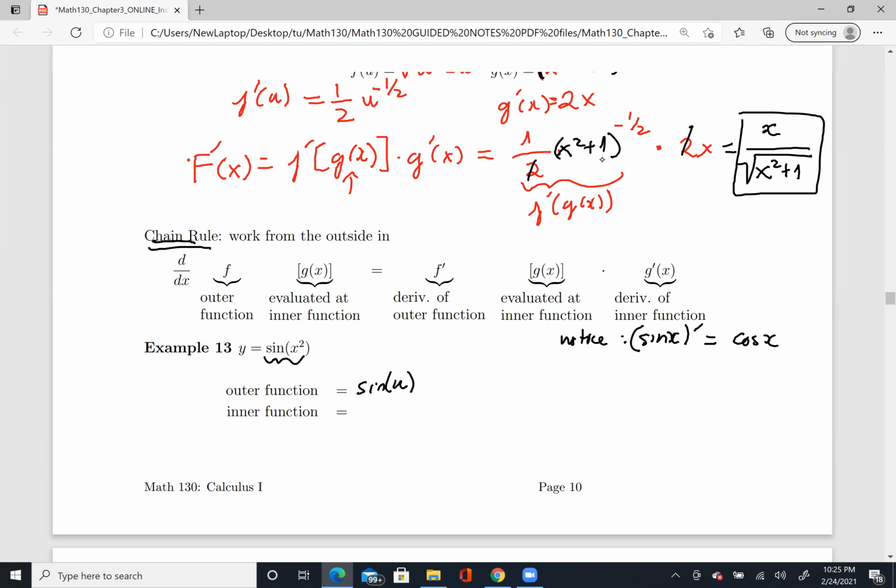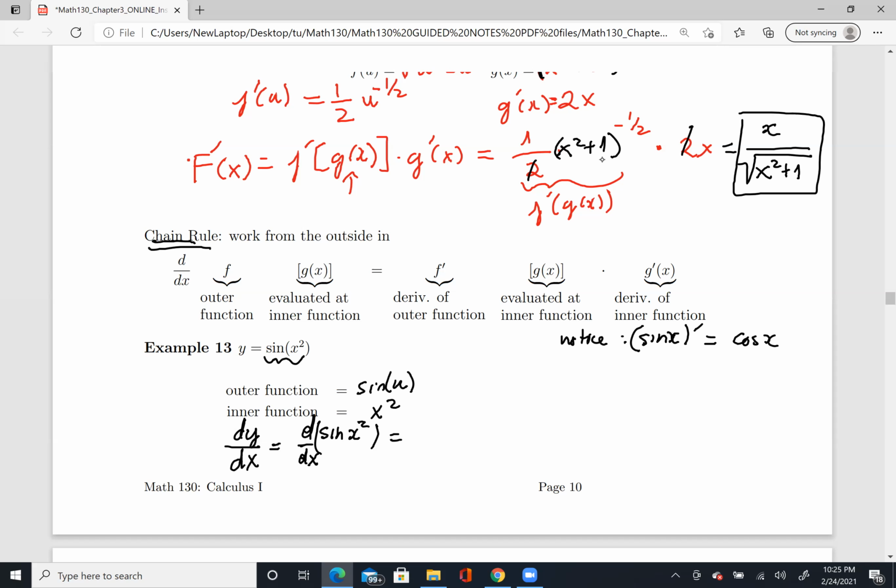And then what is the inner function? It's just going to be x squared. Agree with me? So when you try to take the derivative of this, dy over dx is the derivative of y with respect to x. It's going to be d of sine x squared over dx. Okay, so that's just going to be the derivative of sine x squared, right?